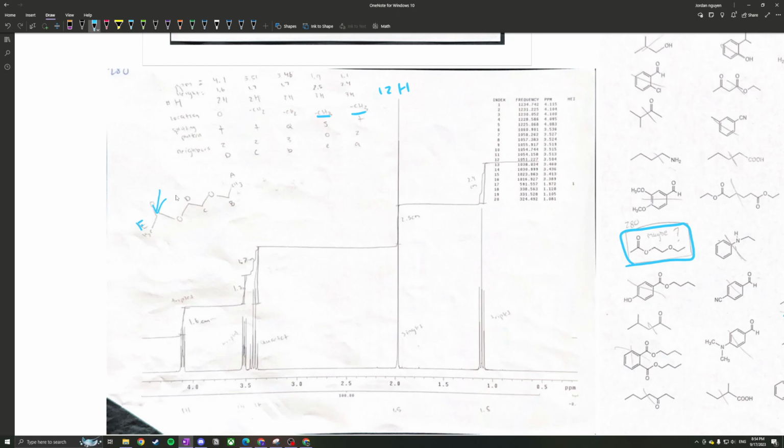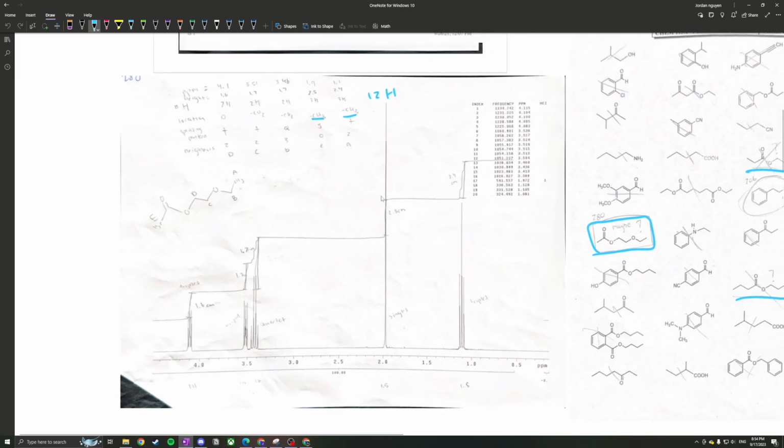This quartet would be where I labeled B, because the neighboring carbon has 3 hydrogens. The 2 other ones are just D and C, which have 2 neighbors, which means they have 2 hydrogens, and those were the CH2s. So that's how I determined that the 2-ethoxyethyl acetate was the compound for my unknown number 280.